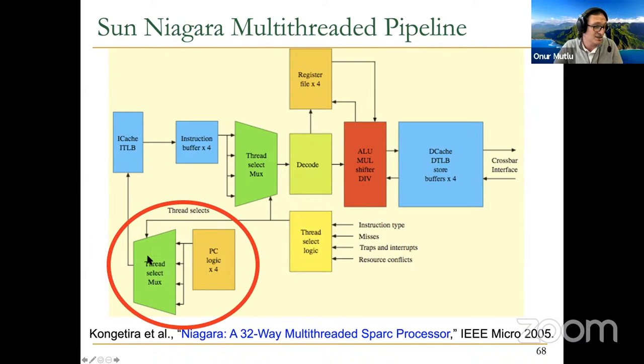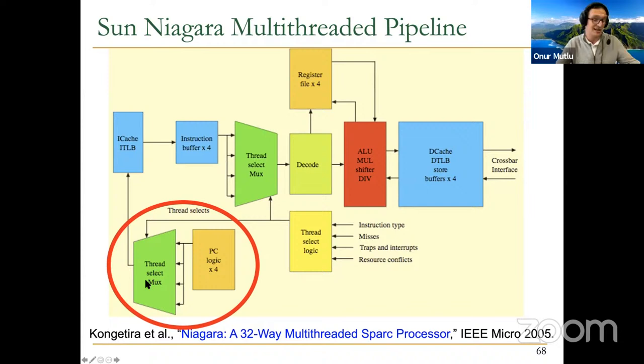And the thread select logic was a little bit complicated. I'm not going to go into details. You can read this paper if you're really interested. But the basic idea is you can fetch from different threads every cycle. Sometimes you may not be able to fetch from that thread because that thread is taking an interrupt, as we will try to discuss, not today anymore, but probably tomorrow. And depending on the instruction type also, they did something different. But in the common case, they would fetch from one different thread every cycle.